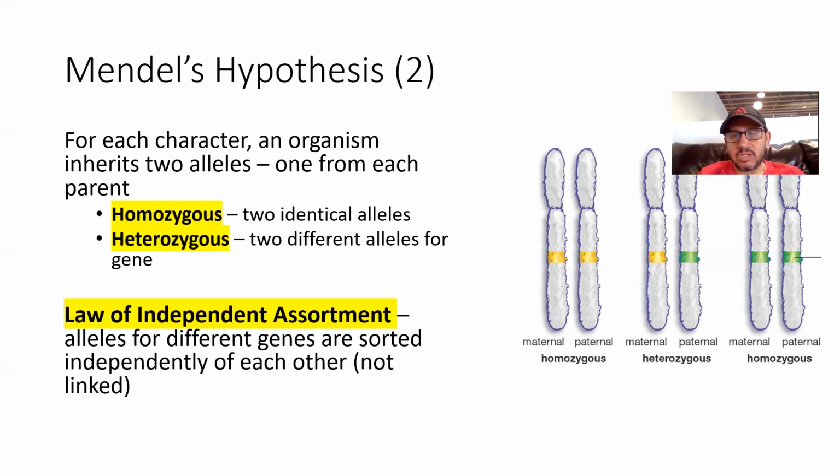So basically, when he talked about the different homozygous and heterozygous traits, he came up with what's known as the law of independent assortment. And what he was able to determine was that alleles for different genes are sorted independently of one another. That means the genes are not linked. That's pretty extraordinary. So where do you think that would happen in an event or a process that we talked about earlier? Where would that occur? Think about that for a second.